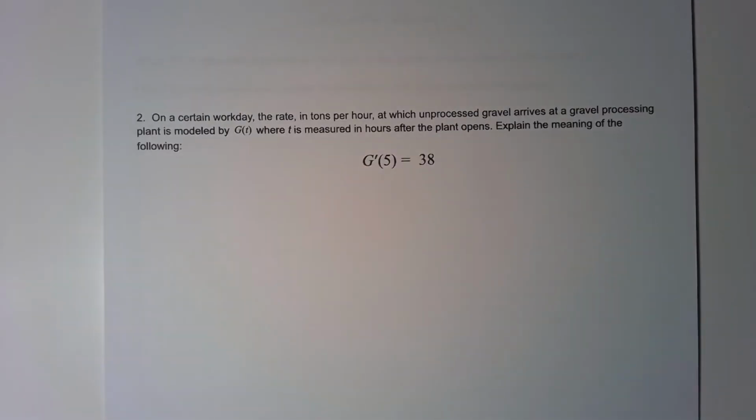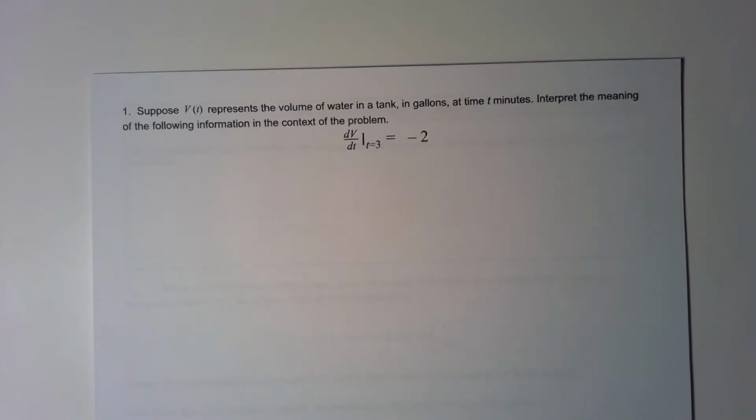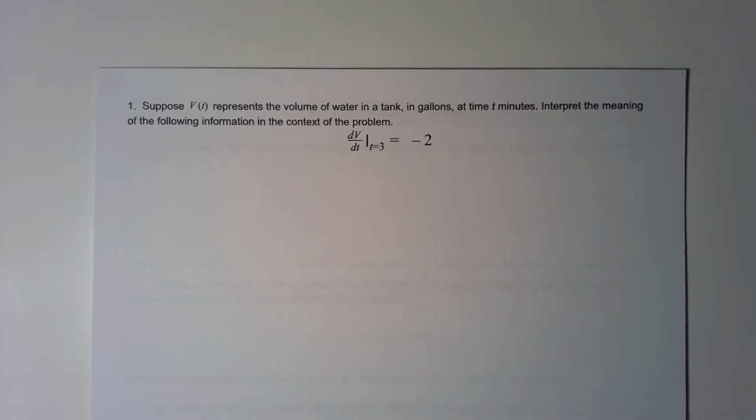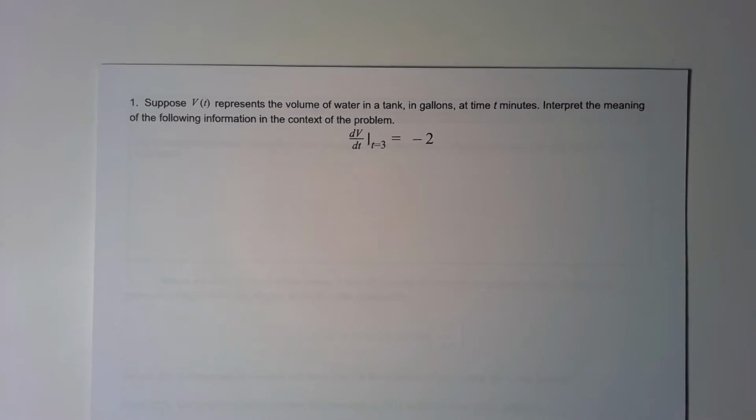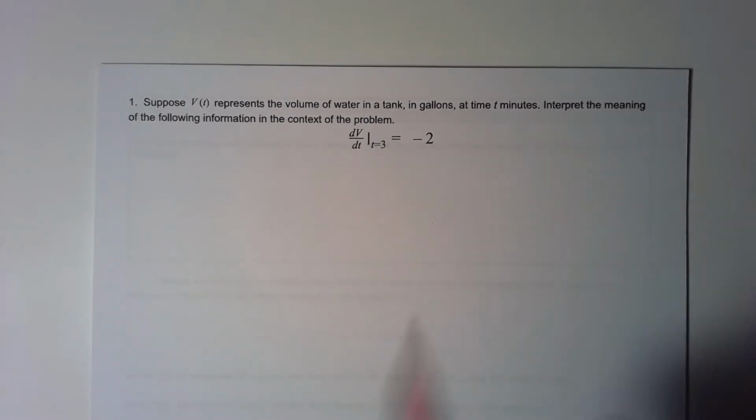So suppose V of t represents the volume of water in a tank in gallons at t minutes. Interpret the meaning of the following information in the context of the problem. So let's say that we know dV over dt, that's going to be the derivative or the rate of change of the volume, evaluated at t equals 3 is equal to negative 2.